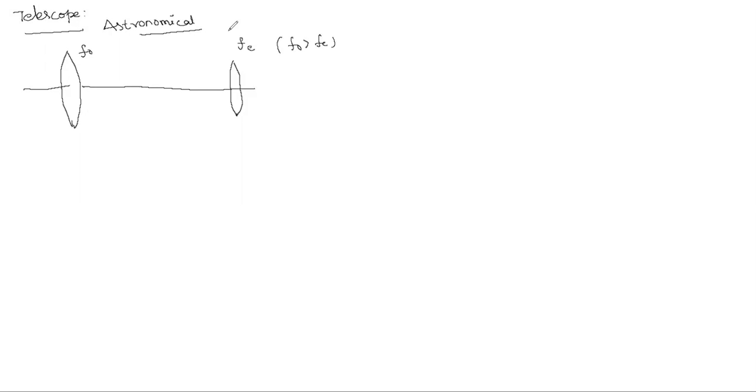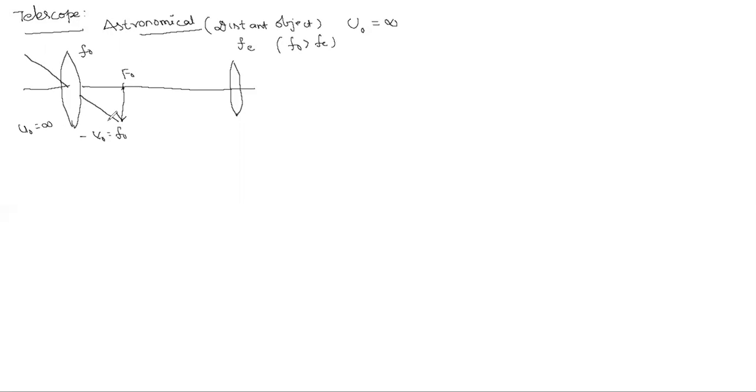And here, what purpose are we using the astronomical telescope for? To see distant objects. Distant objects means, indirectly, the object is always at infinite distance for the objective lens. So all the time the image formed by the objective lens is at its focus. There is no second thought. This is the focus of the objective lens. So u naught is infinity, so v naught equals f naught.